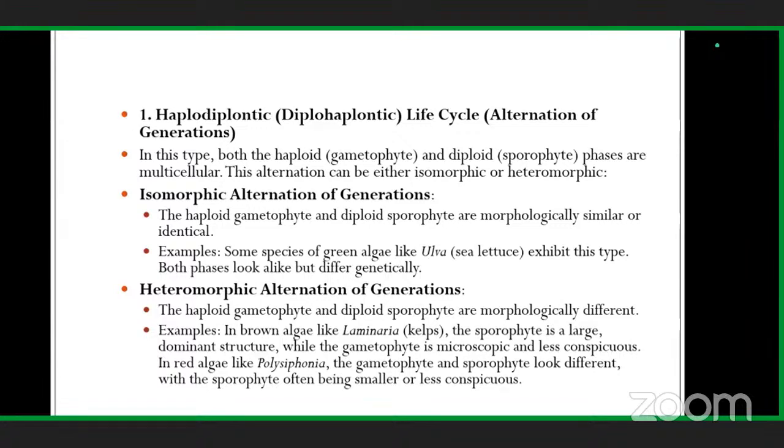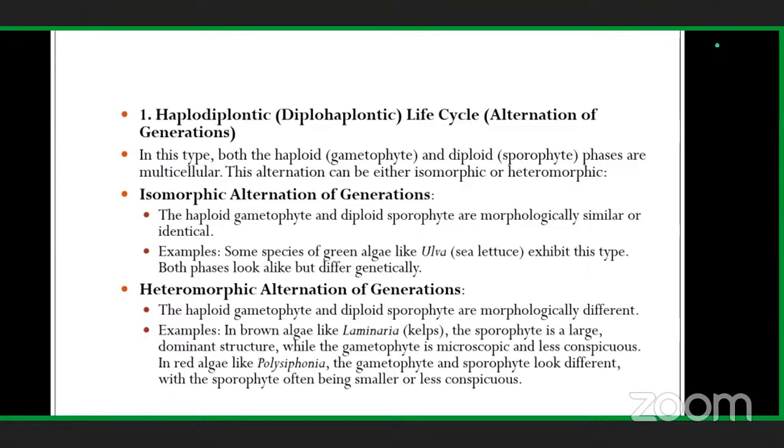Next is heteromorphic alternation of generations. The haploid gametophyte and diploid sporophyte are morphologically different. In isomorphic, similar. In heteromorphic, different. For example, in brown algae like Laminaria kelps, the sporophyte is a large dominant structure, while the gametophyte is microscopic. The sporophyte will be large, meaning the plant will be large, but the gametophyte is microscopic and less conspicuous.